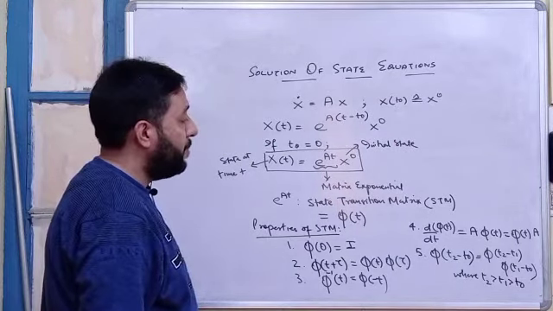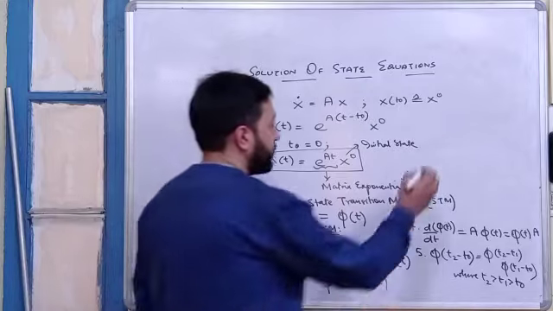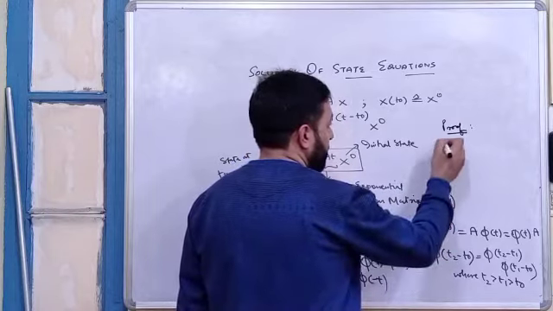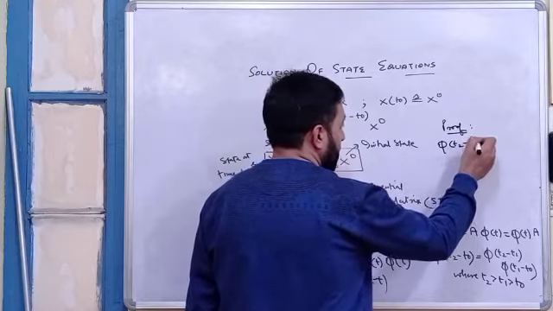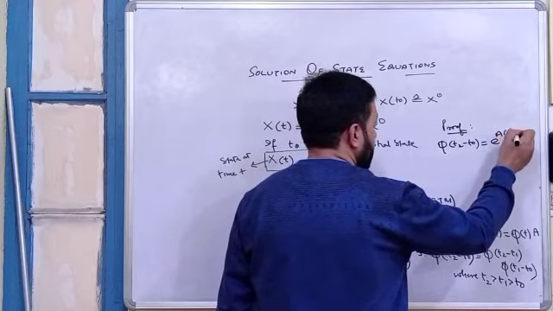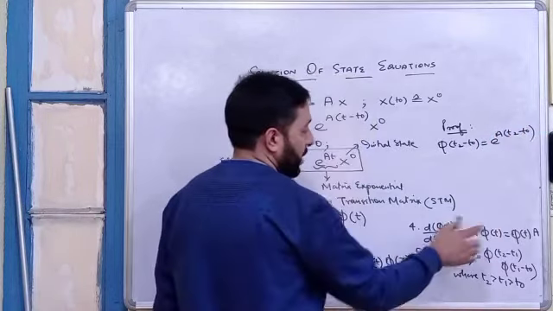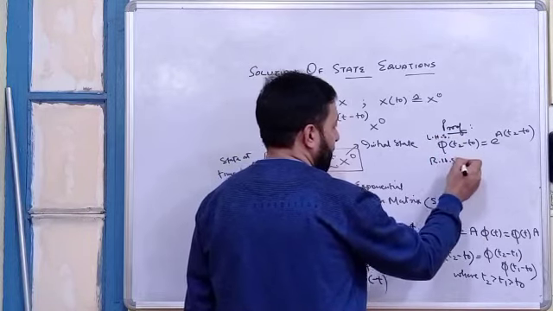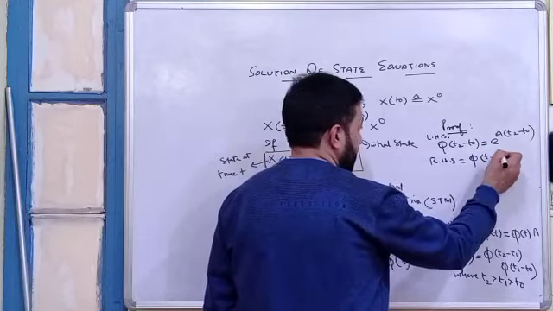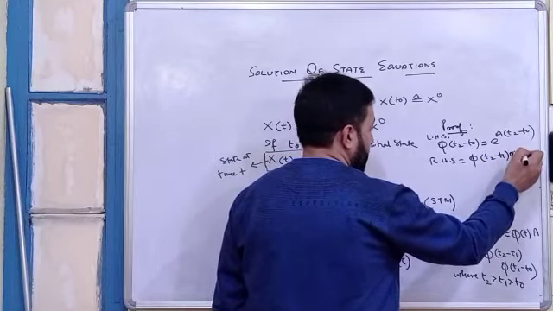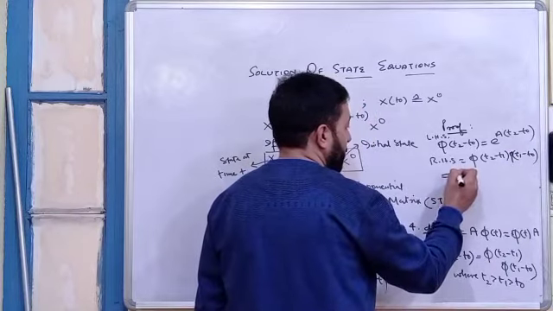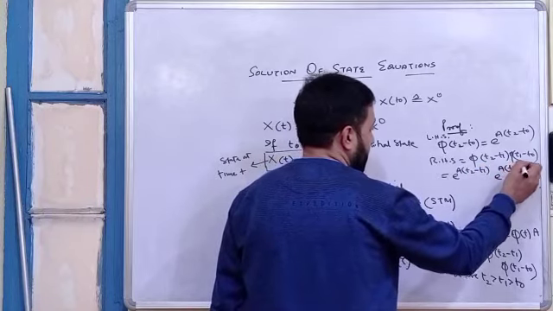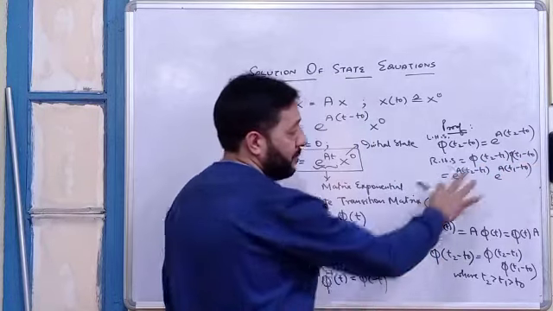So what is the proof of the fifth property? It's simple. Proof of this property number 5. What is phi of (t2 minus t0) equal to? That's e to the power A(t2 minus t0). Now we will take the RHS, this is the LHS. The RHS is phi of (t2 minus t1) into phi of (t1 minus t0). That is e to the power A(t2 minus t1) into e to the power A(t1 minus t0). We have seen from property number 2 that we can combine powers.